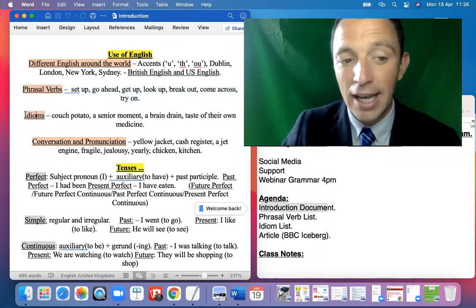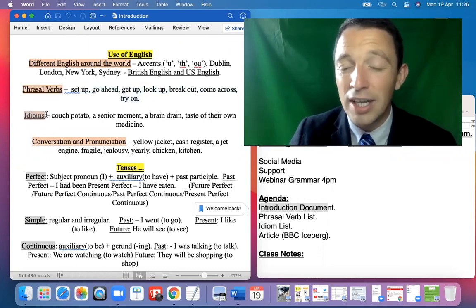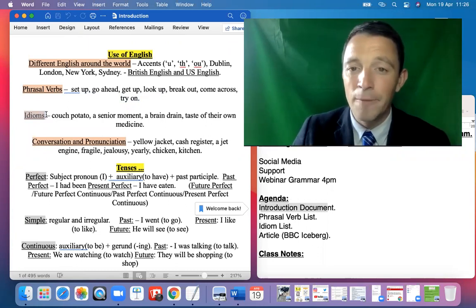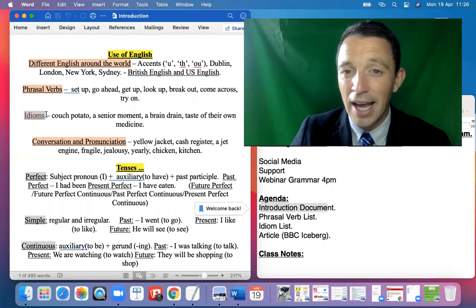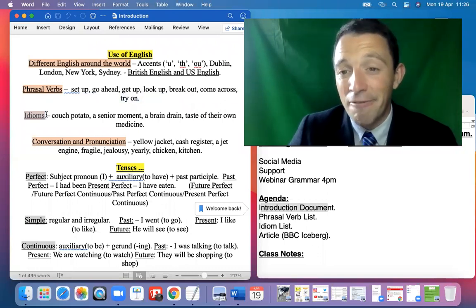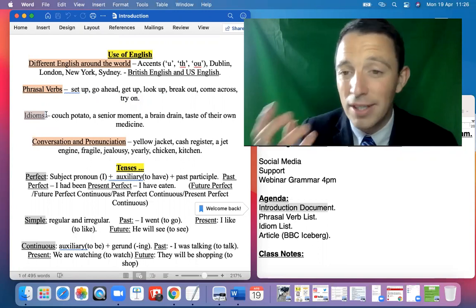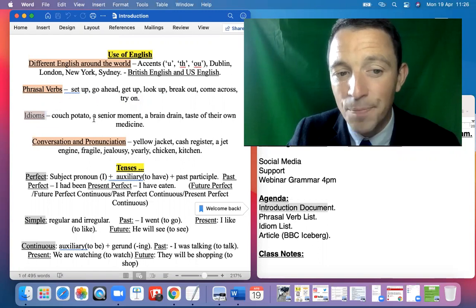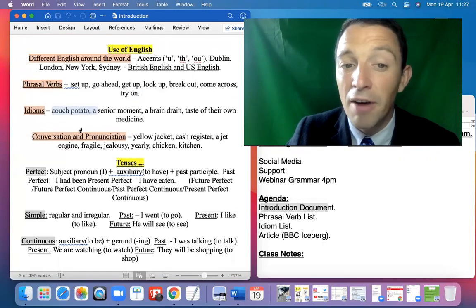Similarly with idioms, idioms are like expressions, and we use expressions in every moment as well. Every type of conversation, with family, with friends, in serious conversations, informal conversations, expressions are really important, and idioms is another name for expressions. And here you can just see some examples. Also, conversation.